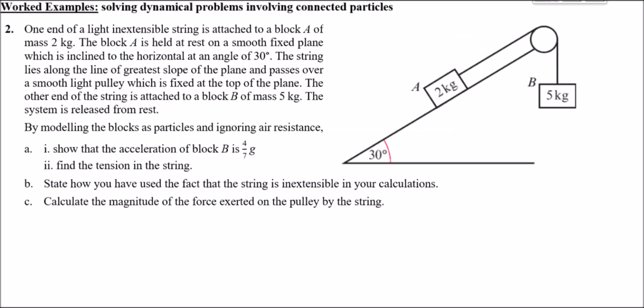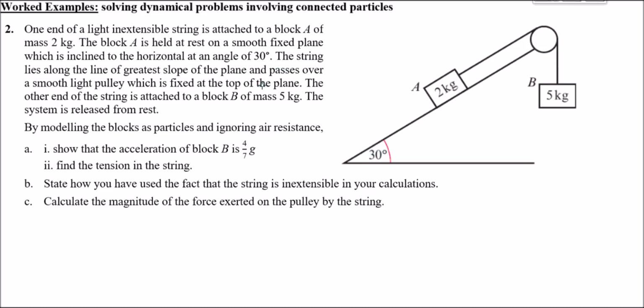So we've got here a pulley system. We've got one end of a light inextensible string attached to block A of mass 2 kilograms. Block A is held at rest on a smooth, fixed plane, so it's smooth. So here we have the luxury of not having to worry about friction. And it's inclined to the horizontal at an angle of 30 degrees.